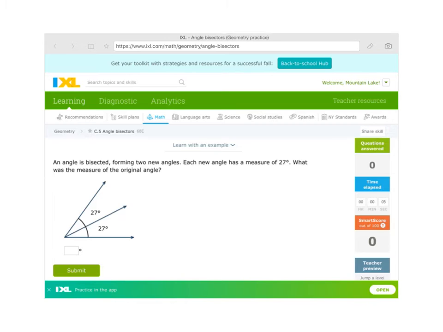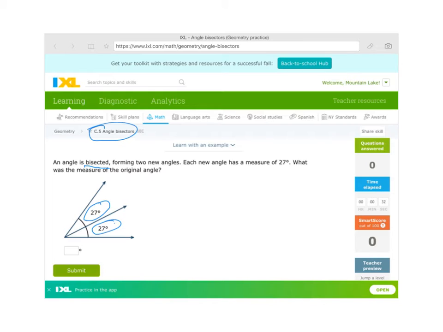So if we want to try this question, this is from an Excel. This will be something that you need to make yourself familiar with. So this is C5, angle bisectors from the geometry section. An angle is bisected, so it's already divided into two equal parts, forming two new angles. Each new angle has a measure of 27. So this section is 27 and even this section is 27. What was the measure of the original angle? So we want the entire thing. We know this small part is 27 and even this part is 27.